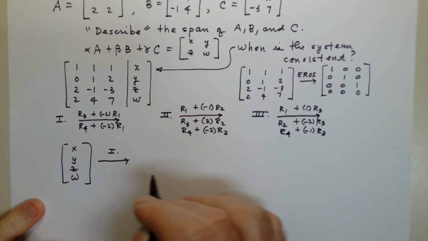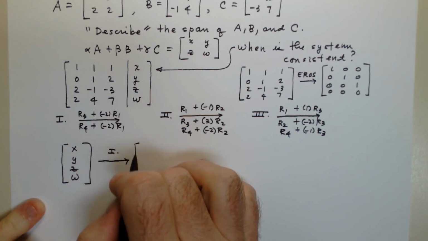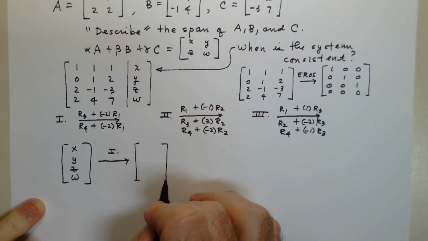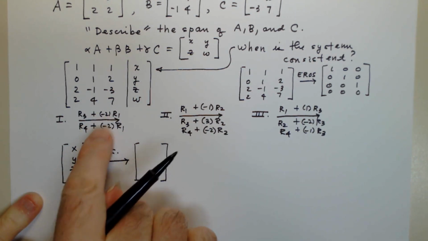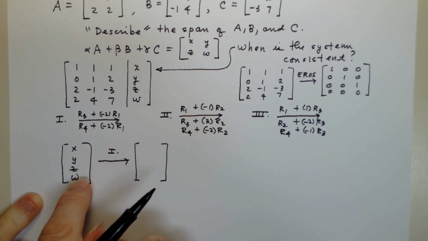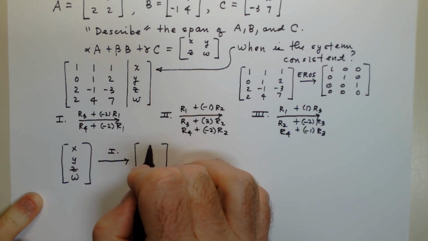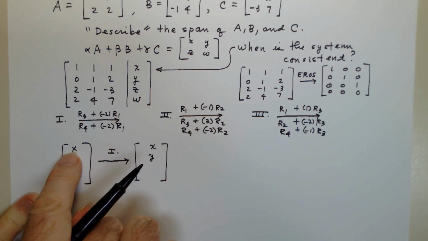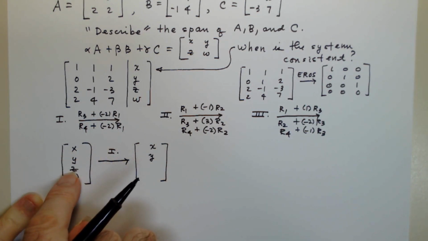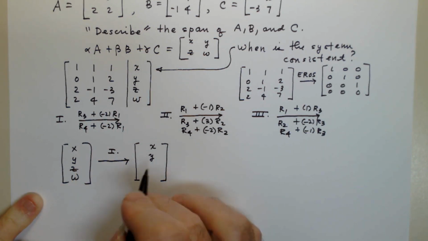So when I do the changes in this first sequence, I'm using a negative 2 times row 1 and adding that onto row 3. So row 1 is not changing. Row 2 is not changing. I'm taking a minus 2 times this and adding it on to row 3. So that's going to be z minus 2x.